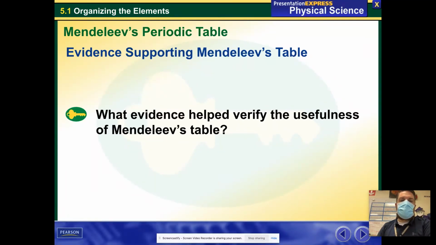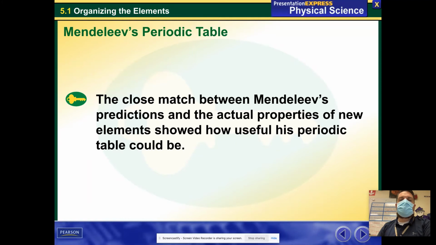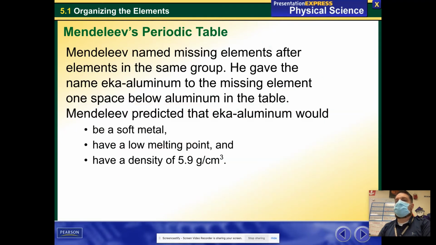So what evidence helped verify the usefulness of this table? Well, the close match between his predictions and the actual properties of new elements showed how useful his periodic table would be. He named missing elements after elements in the same group, and he gave them a name like eka-aluminum, a missing element one space below aluminum. And he predicted that it would be a soft metal. He predicted that it would have a low melting point and have a density of around 5.9 grams per cubic centimeter.